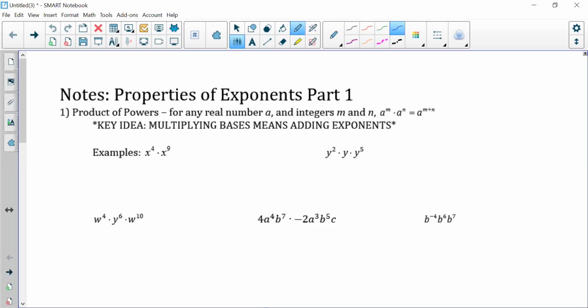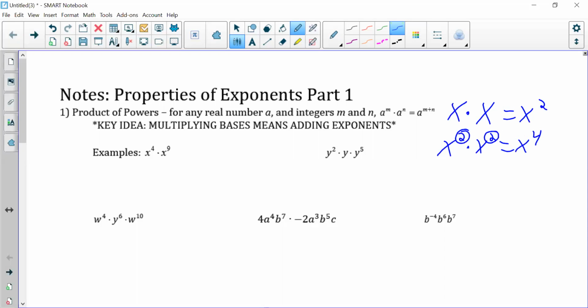This is for any real number a and integers m and n. a to the m power times a to the n power equals a to the m plus n. Okay. You all already know how to do this. Let's think about it. What is x times x? You know that's x squared, right? And if I said, well, what's x squared times x squared? You all would tell me, oh, hey, that's x to the 4th. Okay, so in each case, we've just added the exponents together.